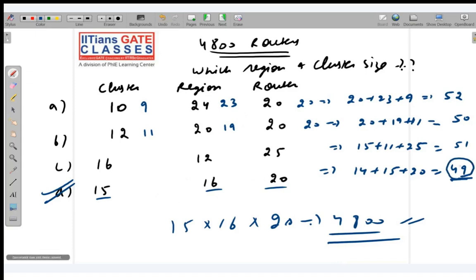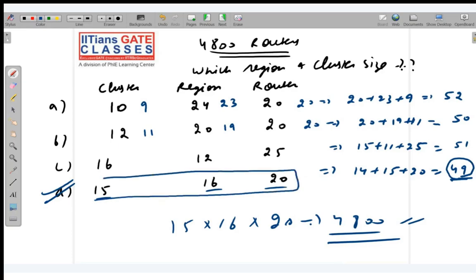So idea is how you will approach such question. You just find the minimum, and after finding minimum, just do one-time calculation so that you get the exact answer. Otherwise, they might do some calculation mistake. For example, here they give 15. Now 15 clusters, 15 regions, and each having 20 routers. Obviously, it will not make up to 4800. It will be rather 4500. 15 into 15 into 20 is 4500. So 4500 is wrong.